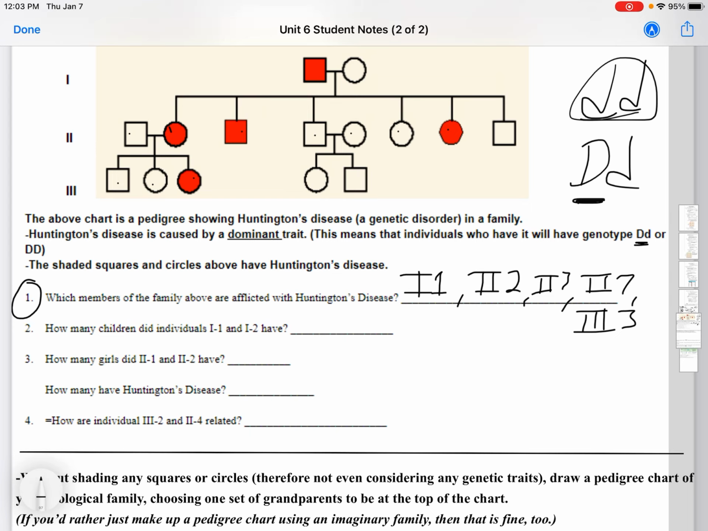Right? Now I did little points there. Okay? So now let's look at this one, number 2. Hopefully you see that. It's the ones that are shaded have it. Okay? How many children did individual 1, 1 and 1, 2 have?